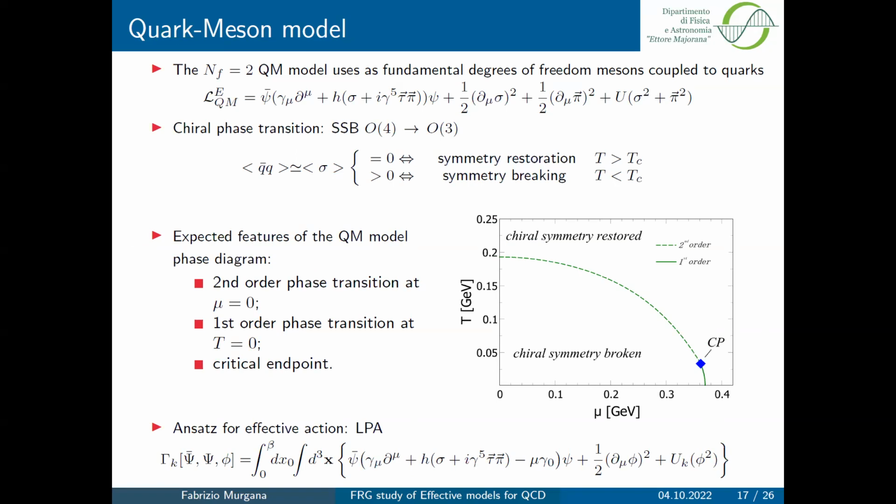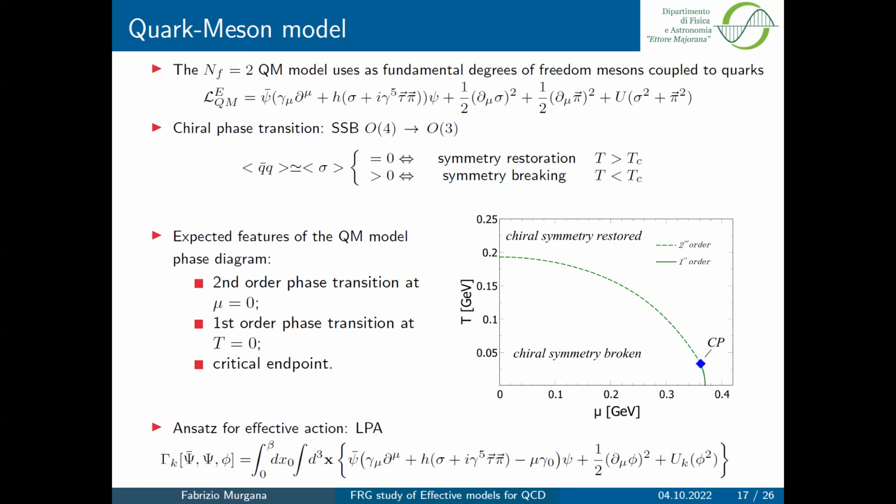And what plays the role of the order parameter is the chiral condensate. In this case, it is the expectation value of the sigma field. So it's 0 when the symmetry is restored, and it's greater than 0 when the symmetry is broken. And here we're working at finite temperature. So this is also, again, a well-known model.